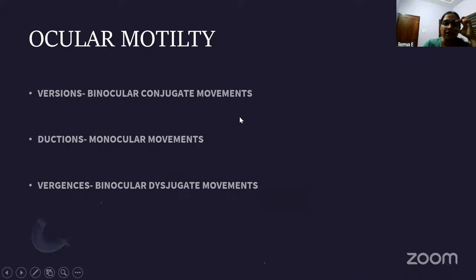Now coming to the next part, that is ocular motility. Ocular motility has three things. One is version. What are versions? Versions are binocular conjugate movements. Conjugate means it is moving in the same direction, either to the right or left or up or down. Whereas ductions means you cover one eye and you are looking at one eye. That is monocular movements. And vergence means it is disjugate, that is in different directions. That is binocular disjugate. Either it can be a convergence or it can be a divergence.